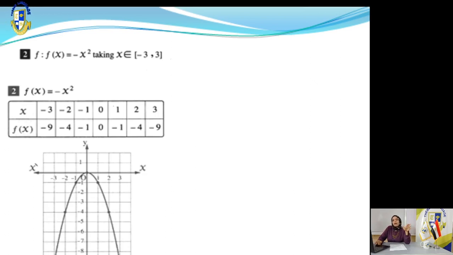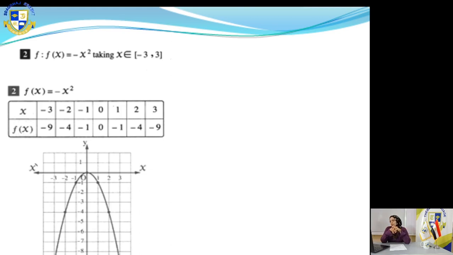We have here another example. F of x equals -x to the power 2, taking x belonging to the interval -3 to 3. We will substitute the values of x starting from -3. -3, it will be -9. -2, it will be -4, and so on, to have some ordered pairs and represent them on the graph.